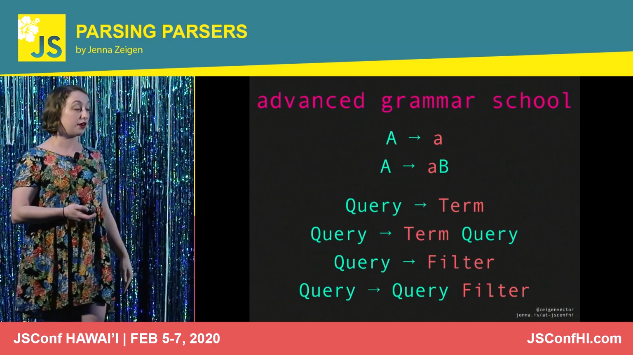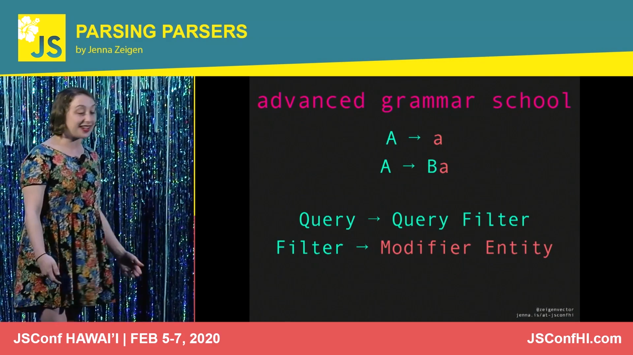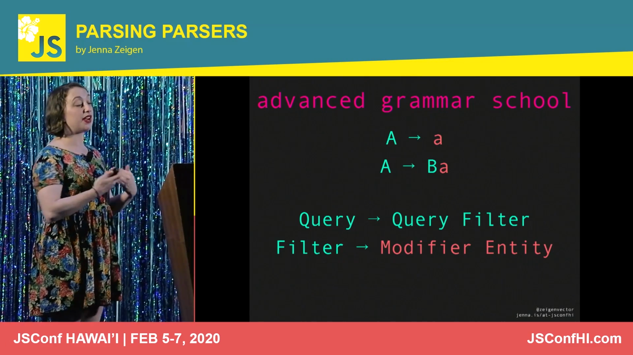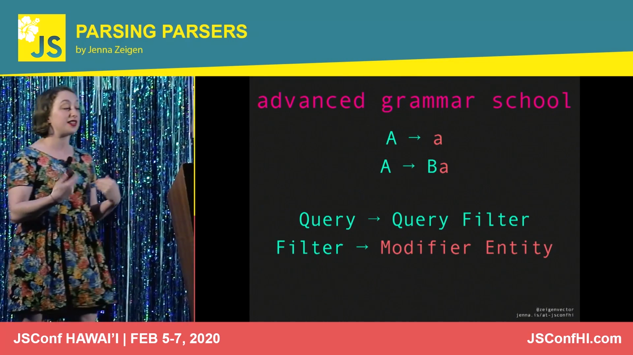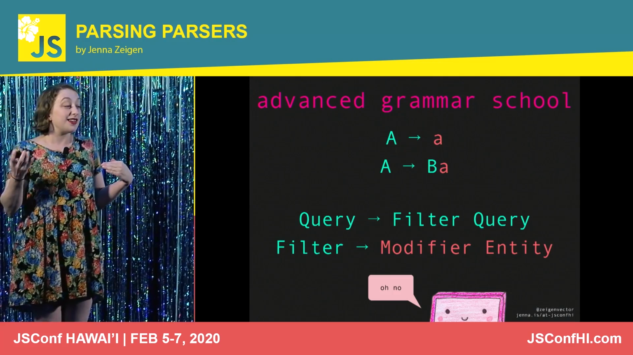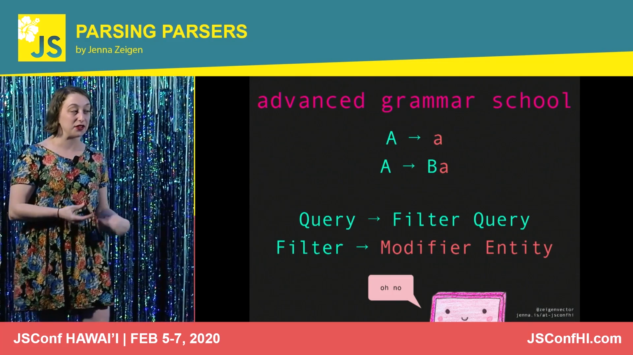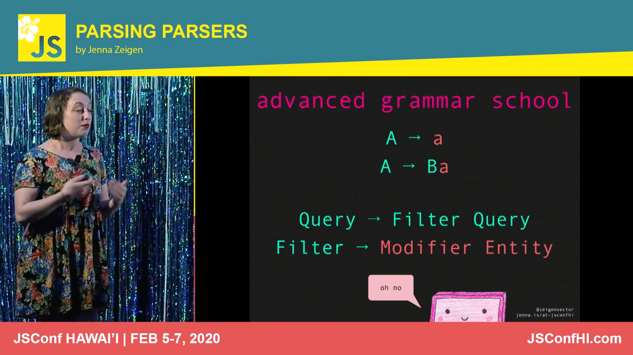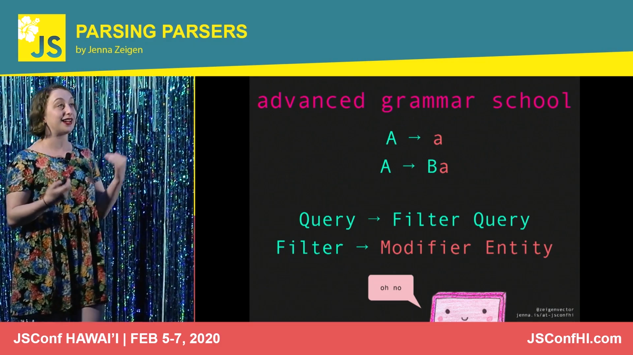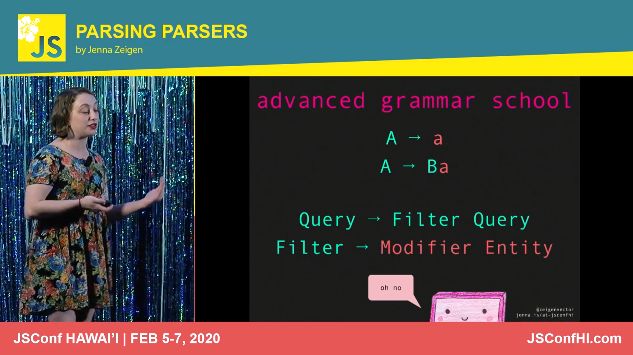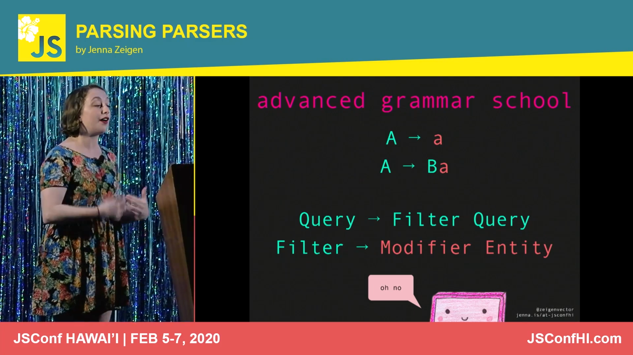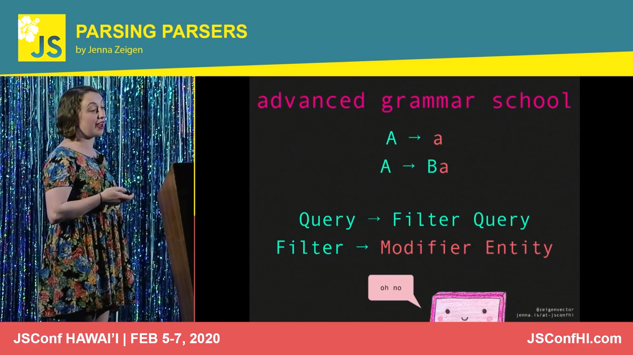But once we added in that next production rule, so we could break down the filter into a modifier and entity, we ended up not being able to describe this with the regular grammar anymore. So the regular expression was no longer able to be just our friend, and we needed to add in something else that knew how to get that bit into our language and allow us to represent that as the structure that we needed.